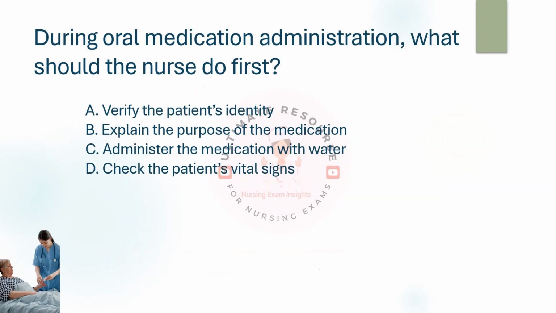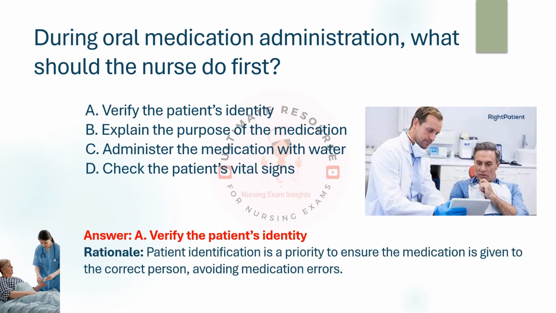During oral medication administration, what should the nurse do first? Options are A. Verify the patient's identity. B. Explain the purpose of the medication. C. Administer the medication with water. D. Check the patient's vital signs. The answer is first, verify the patient's identity.